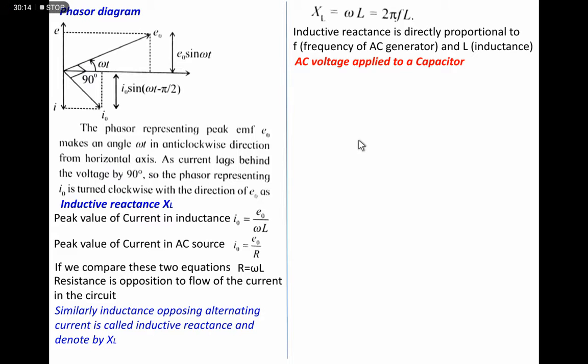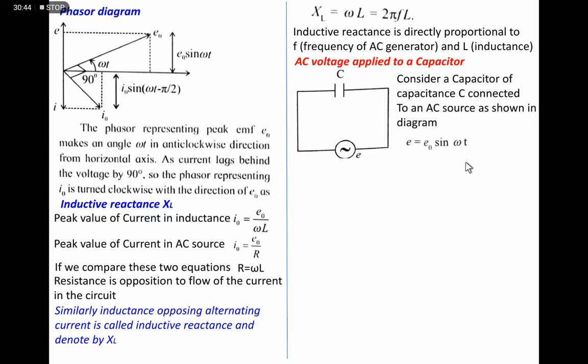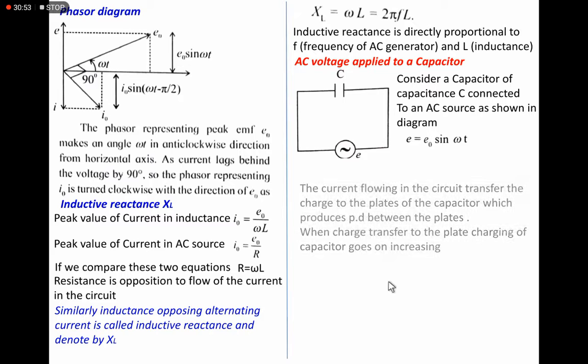And the next simple AC circuit is AC voltage across the capacitor, or a capacitive AC circuit. AC capacitive circuit, you can say in simple words. So here is the AC generator across the capacitor, and a capacitor of capacity C is connected across the AC generator. Now the EMF across the capacitor is E is equal to E naught sine of omega t.